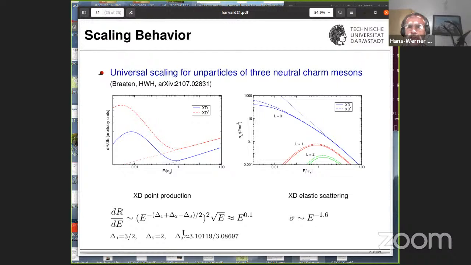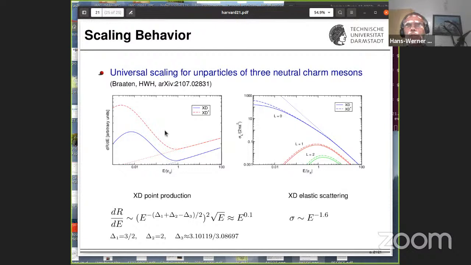You can show that the three-point function has a certain scaling behavior with the energy. Now, if you want to calculate the pion production, you take this three-point function squared. So this is what is in these parentheses. And you have to multiply with the phase space factor, square root of E. If you put in all the numbers here, delta 1 is 3/2 for the free particle, you have the dimer, and then you have the complex, fractional scaling dimension for this three-body unparticle. So there are two numbers here. It depends a little bit on whether this D is a D or a D star meson. So this is what gives you these numbers, but you see they're pretty close together. And if you just take 3.1, you find that the scaling behavior of this production cross-section with energy is E to the 0.1.